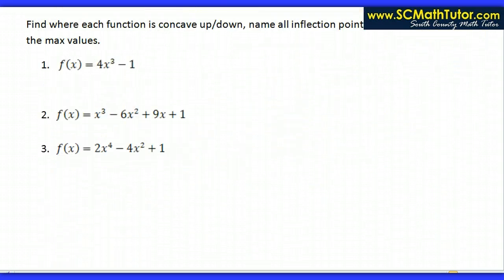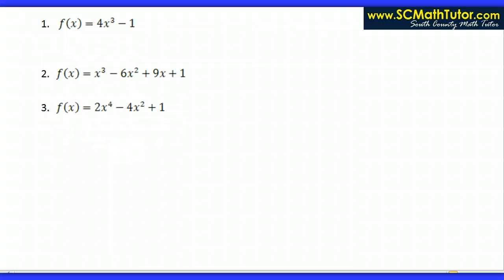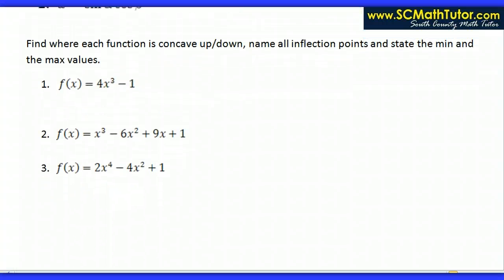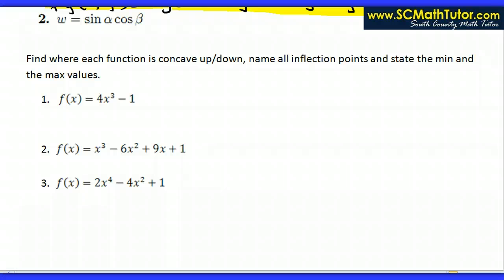Okay. Find where each is concave up, concave down. Find the intersection point. State whether it's a min or a max at each point. So pretty much answer everything you can. We are capable of that, so that's good. Good to be capable. Okay, so first things first.